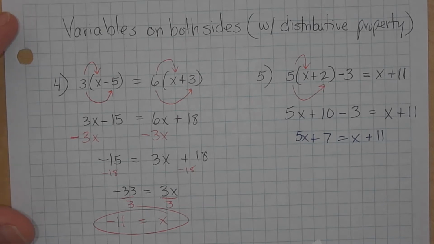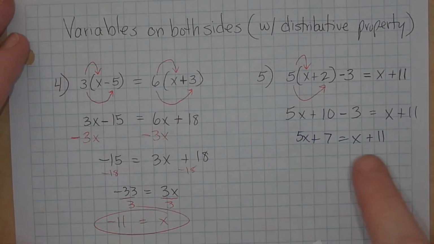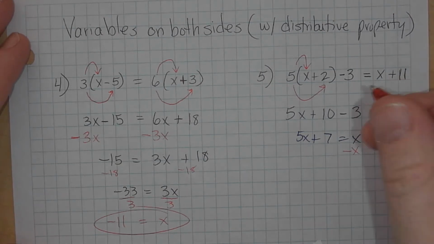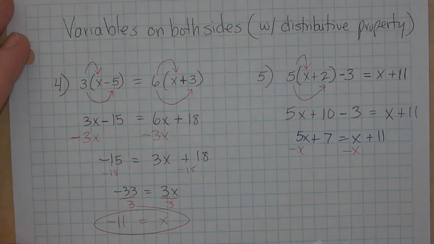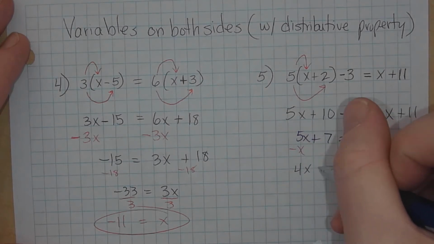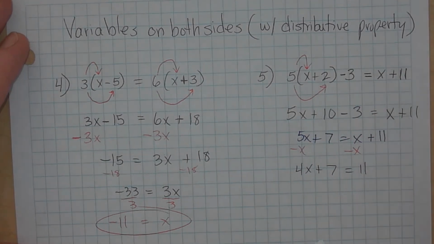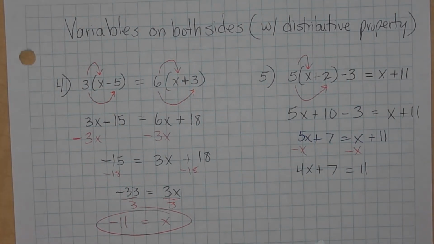Now we can solve it like we did number 4. Let's get rid of the x's. I'm going to get rid of this one because this is smaller. So x minus x is 0. 5x minus x is going to be 4x. So 4x plus 7 equals 11. Now you got your two-step equation.